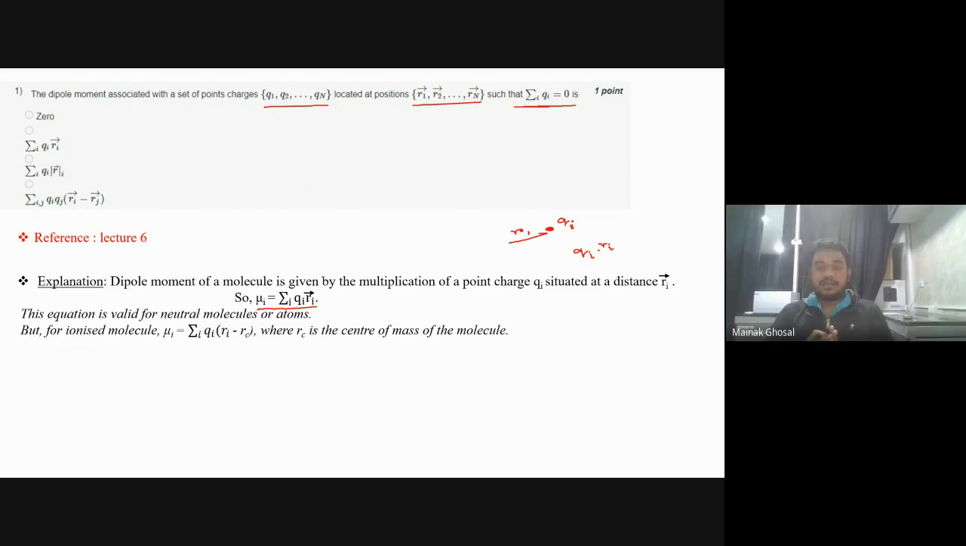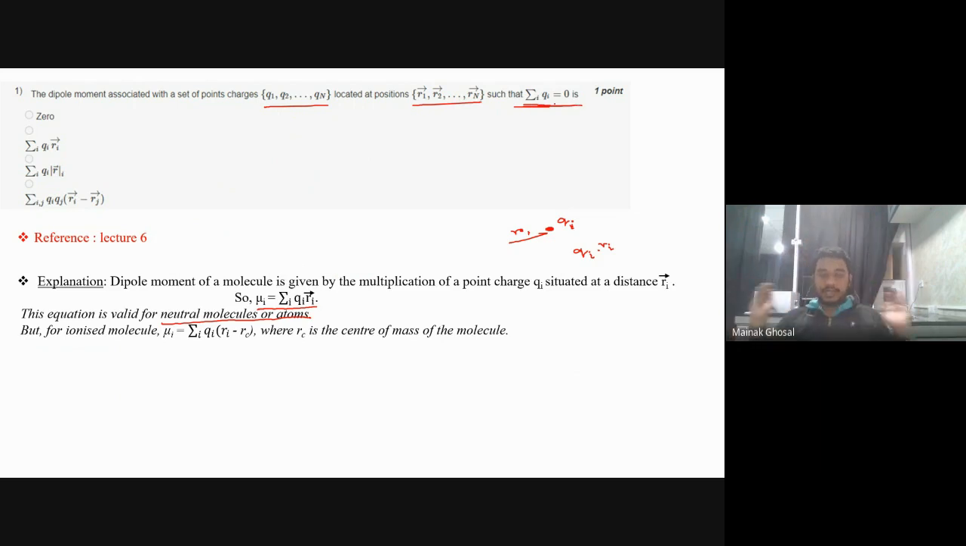That means the total charge is zero, that means you have the same number of positive and negative charges, but the individual charges are not zero. The total charge is zero. So that's why mu will be the summation of all Qi into Ri. But I have said that this equation is valid only for neutral molecules and atoms, that means when the total charge is zero. This condition is satisfied when the summation of all Qi is zero. That is a neutral molecule.